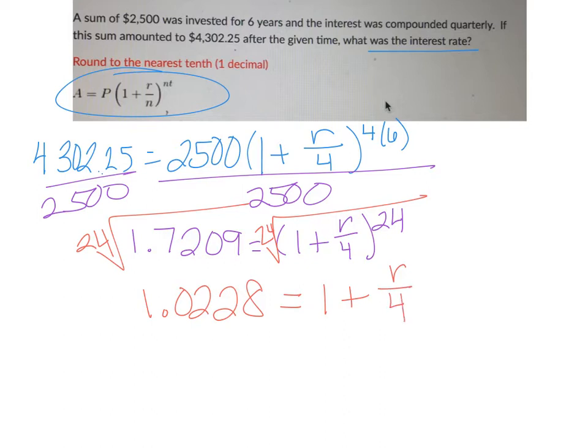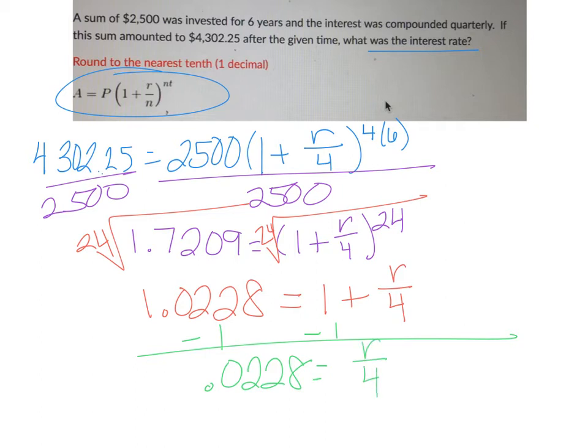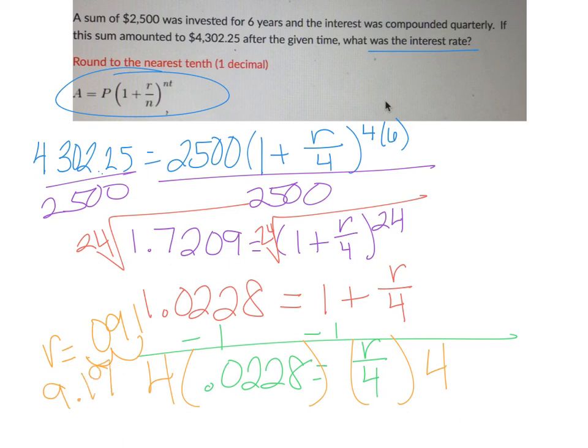So the next step here is going to be subtract the 1. So I have 0.0228 equals R over 4. Well, on the right-hand side, it's saying R divided by 4, so the opposite of divide is multiply both sides by 4 to get R by itself, so I multiply that by 4. And R equals 0.091, or the interest rate, if I move my decimal over 2, is 9.1%.